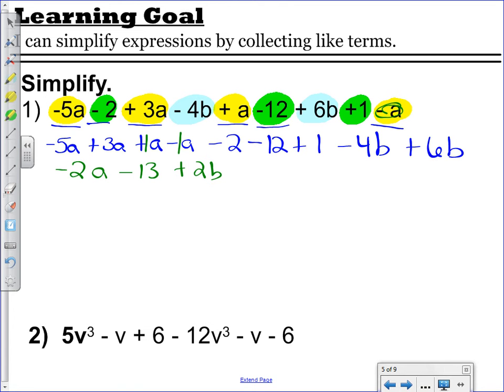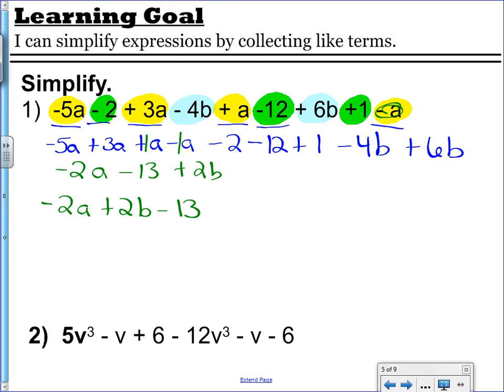Now, if you were to look at the answers in the back of your book, it's not going to be arranged in this exact way. Anyone know how we should arrange our answers? Austin? Not always the positive first. You're thinking standard form. What else is there? Rob? You usually do it in alphabetical order, and then your constants are last. So what you would normally see is -2a plus 2b minus 13. Are we okay with that?